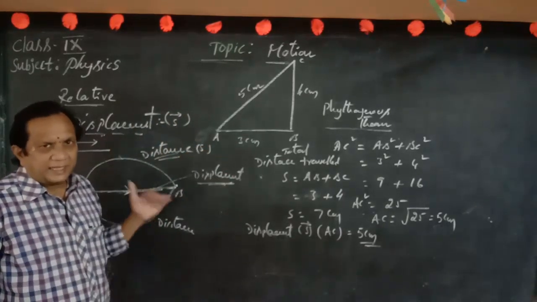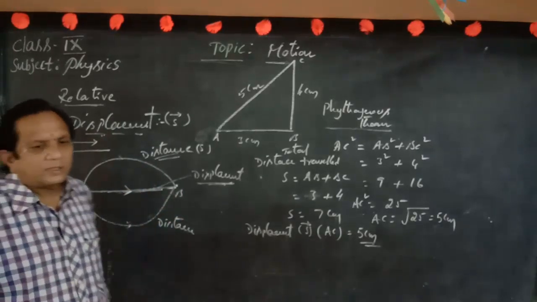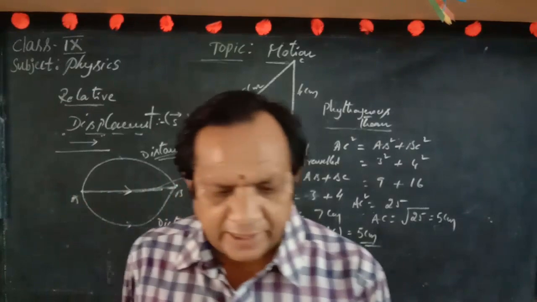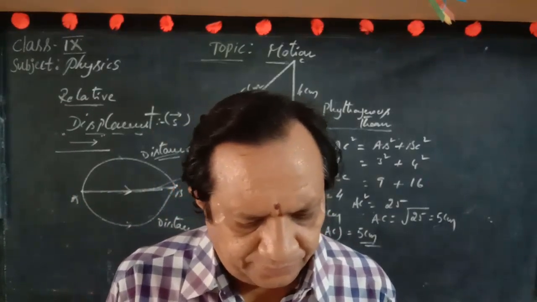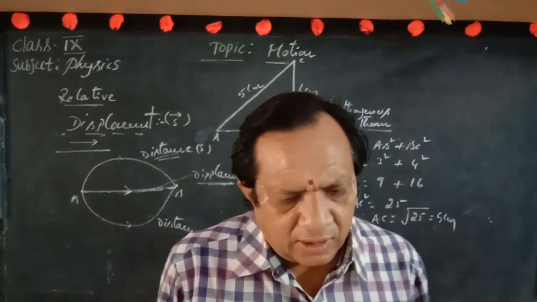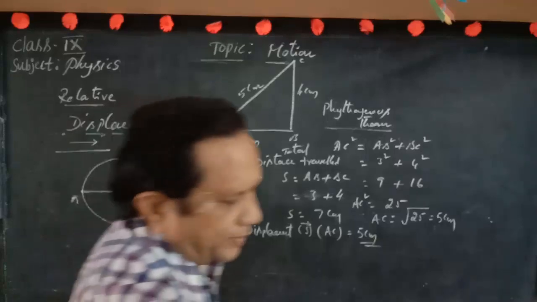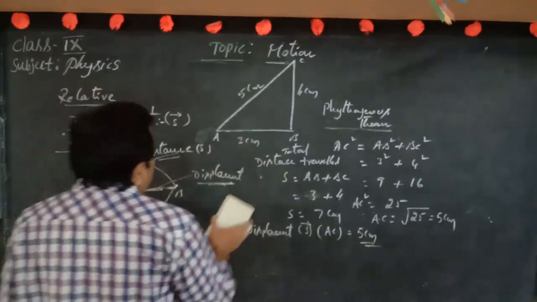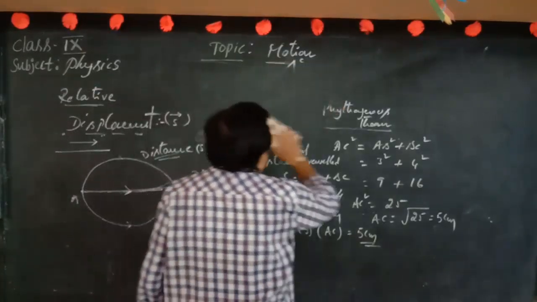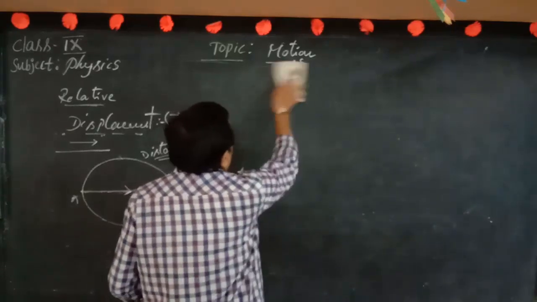Okay. The exact path also can be there in displacement. So a few examples are to be observed. Another example to be considered for distance and displacement is a mathematical application, that is the Pythagoras theorem. Here I have applied it.